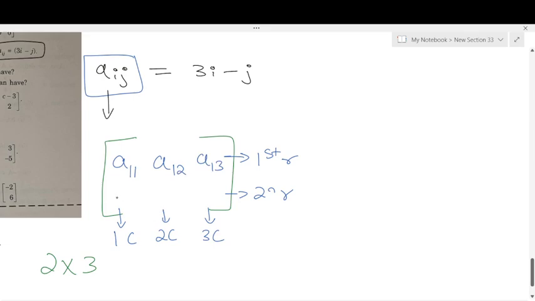Done. Now try the next one. Tell me the next one. A, in place of I, what do we get? 2. In place of J, 1. A22, A23. Correct? Yeah. If they give you 5 into 4, what do you mean by 5 into 4?